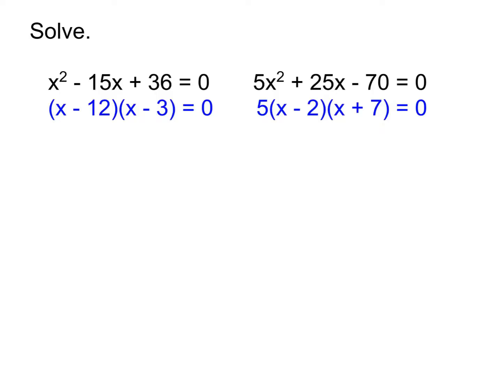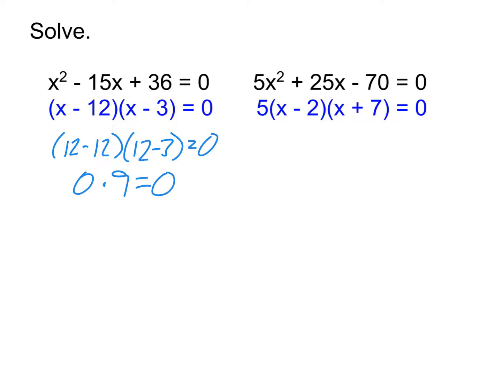All right, so we factored them first. Then we need to see, okay, how do I solve it? I'm going to tell you right now, one of the answers for the first one is 12. And I want to show you why it ends up being 12 here. If I plug 12 back into that equation, 12 minus 12 times 12 minus 3 equals 0. Well, 12 minus 12 is 0. 12 minus 3 is 9. Does that equal 0? No. 0 times 9 is zero. So yes, that worked. That's proof that 12 was a solution.